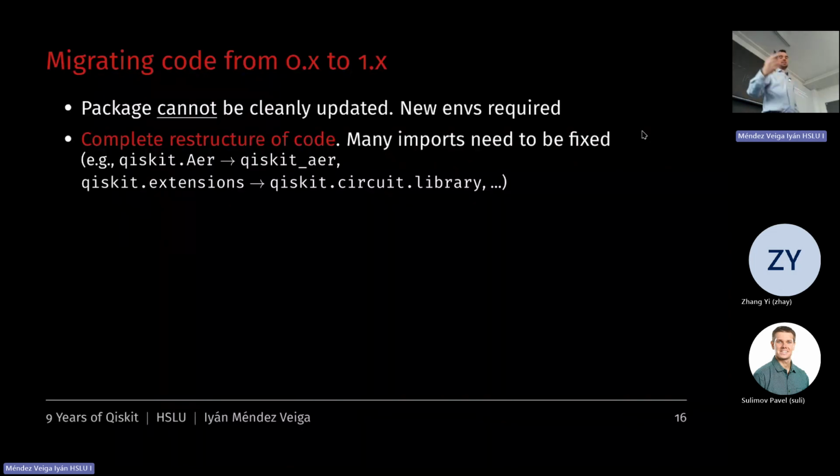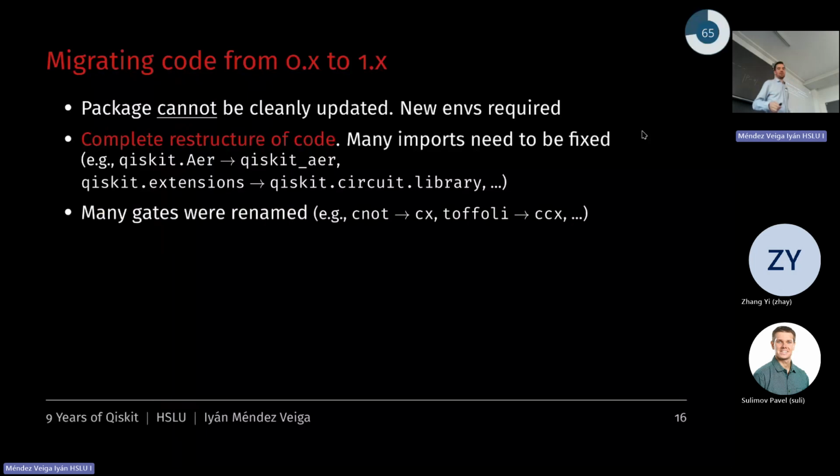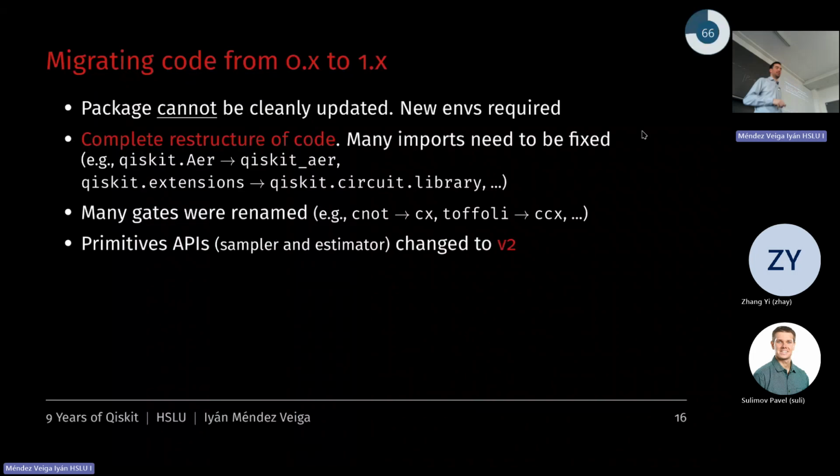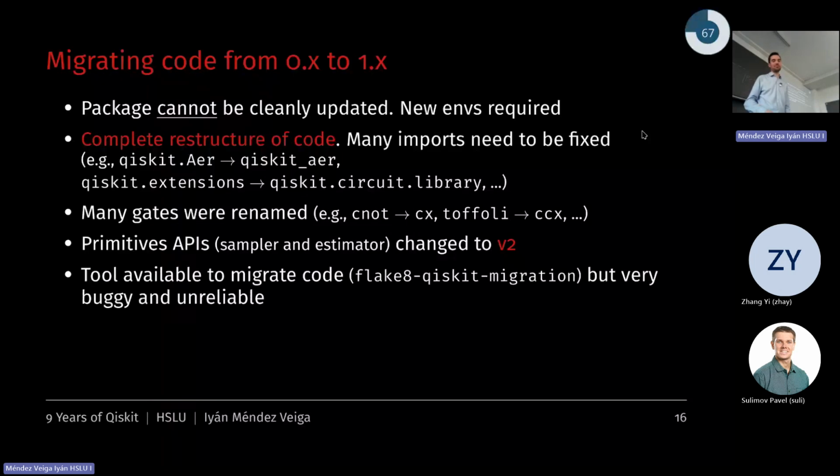What was in Qiskit extensions now becomes the Qiskit circuit library. So if you were importing gates, as probably most of your scripts were, now you have to change them as well. And not only that, because now the gates are also changed. Before we had C node, we had Toffoli, and now that's gone, and we have CX, CCX. And the primitives: if you were getting the results from your sampler, you don't know how to get the counts anymore. So you have to read the API again because this changed completely.